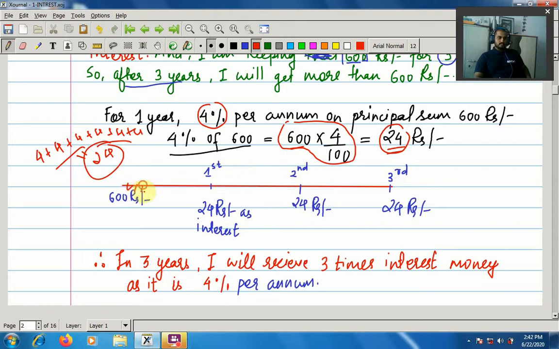So for this time span I got 24 rupees, then again 24 rupees for this time span, the second year I mean, and this is the last year, again 24 rupees. So it's written here. Just add them.